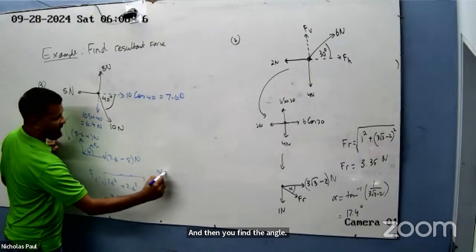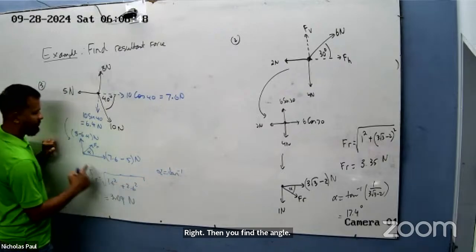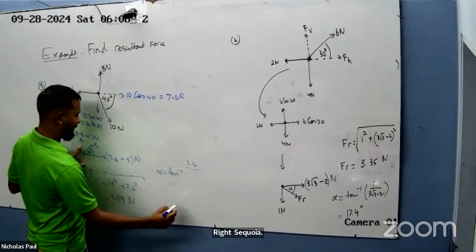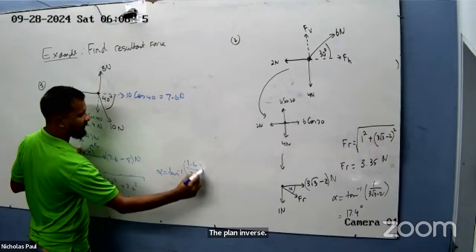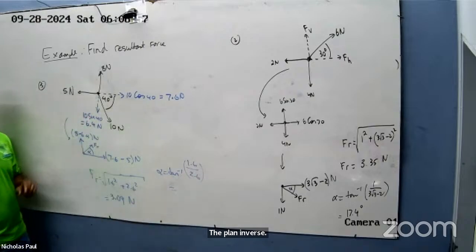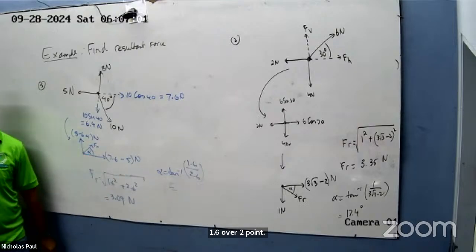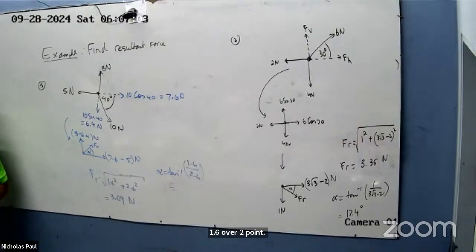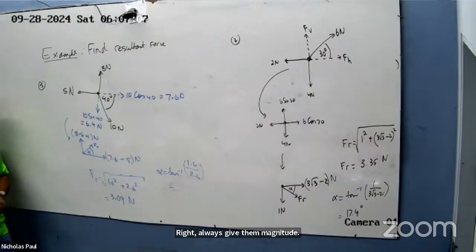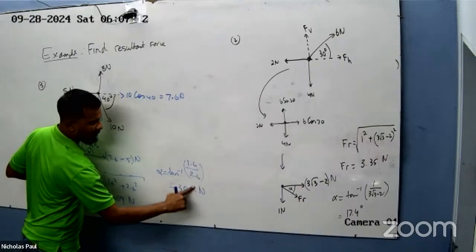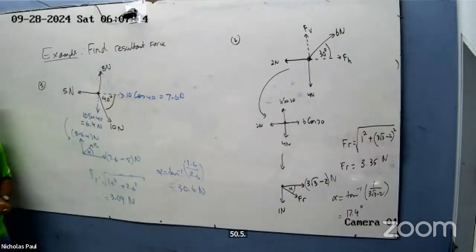Right? Alpha is equal to tan inverse 1.6 over 2.6. Right? Always give them magnitude and direction. What is that? 50.5. How about 50.6? Right here.